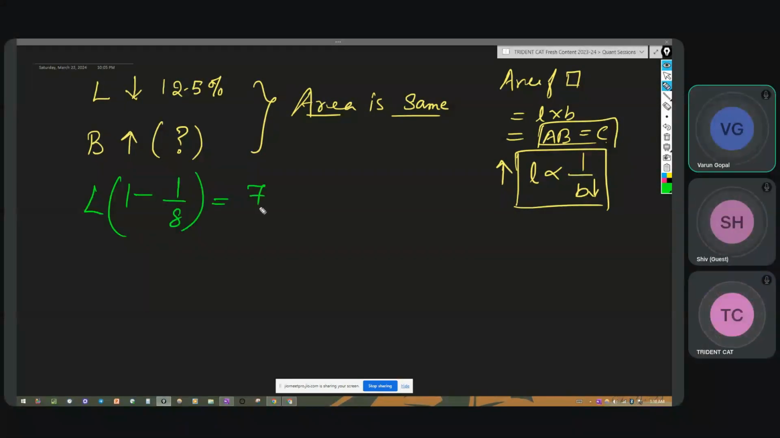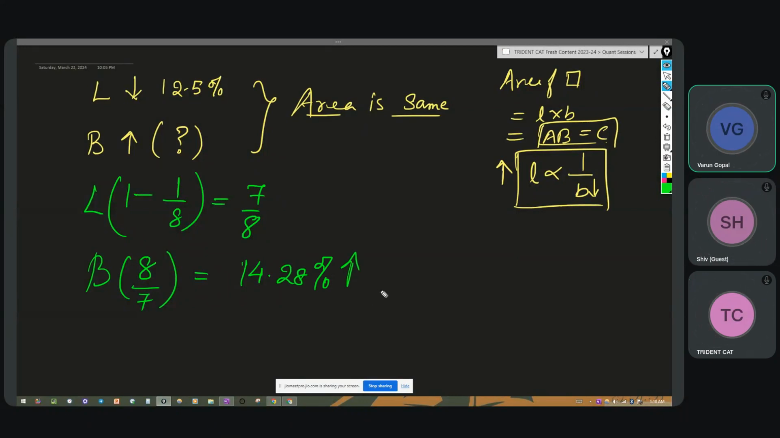That means 8 by 7 increase. So the breadth will be how much? Shiv, can you tell me? So 1 minus what do you want? No. Increment. Just a minute. 8 upon 7. Yeah. 1 plus 1 by 7. Yes. Perfect. Which is 1 by 7, which is 14.28% increment of the breadth.